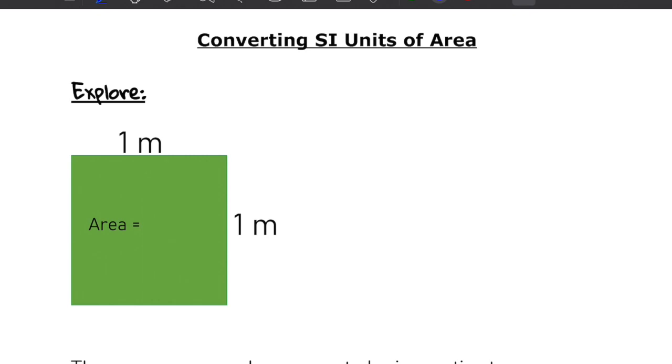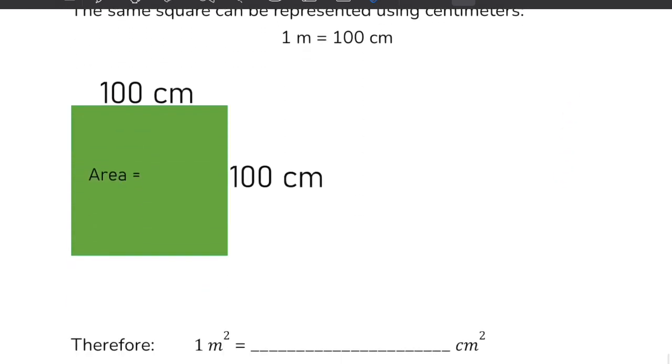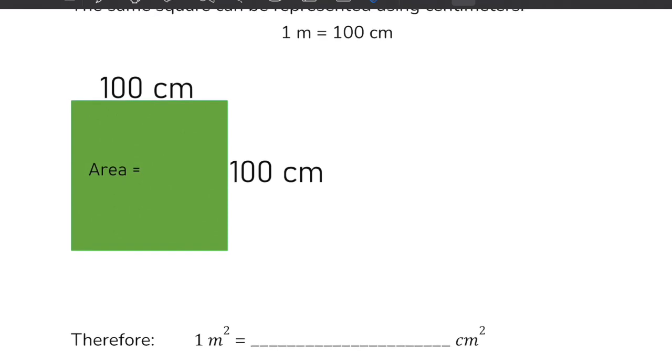Now we're going to start with an exploration. We're going to look at a square such as this, and we're going to calculate its area first in meters squared and then in centimeters squared. Okay, we're going to use the results here to come up with a rule.